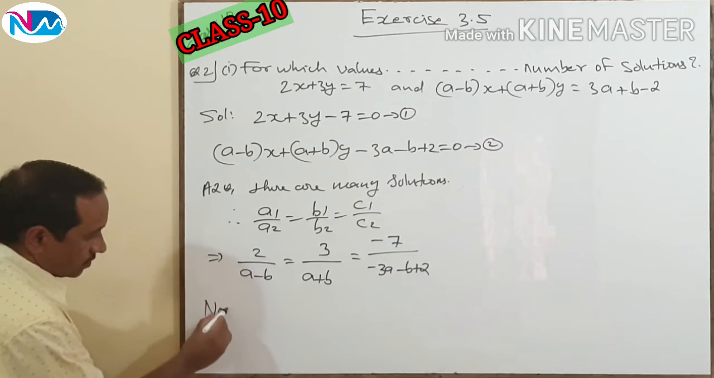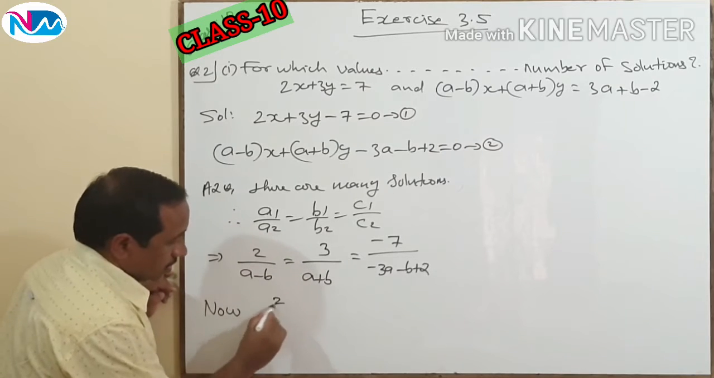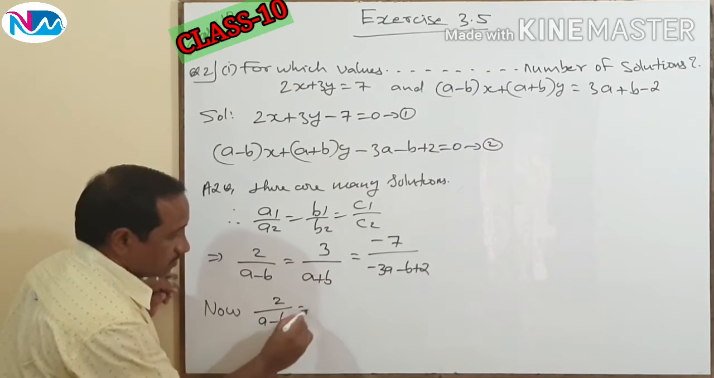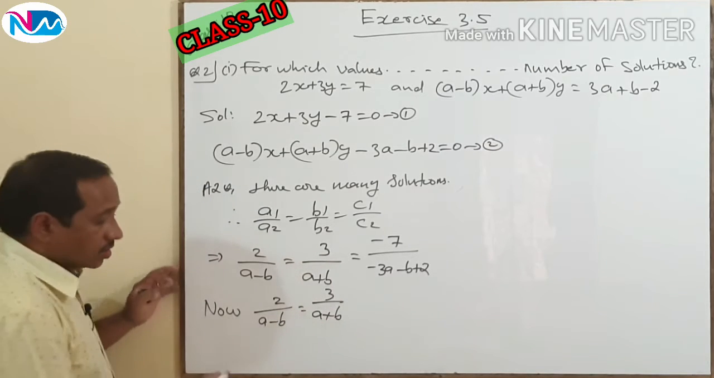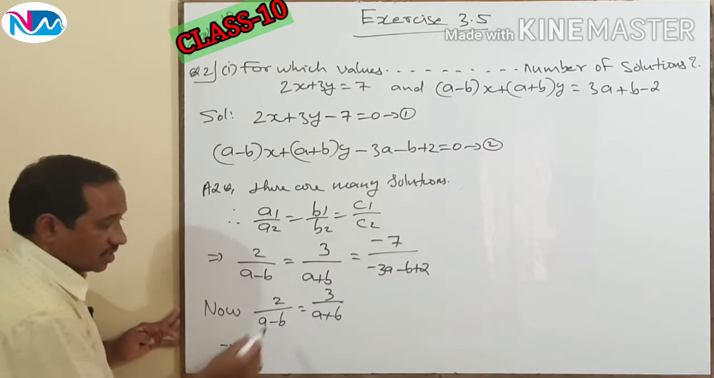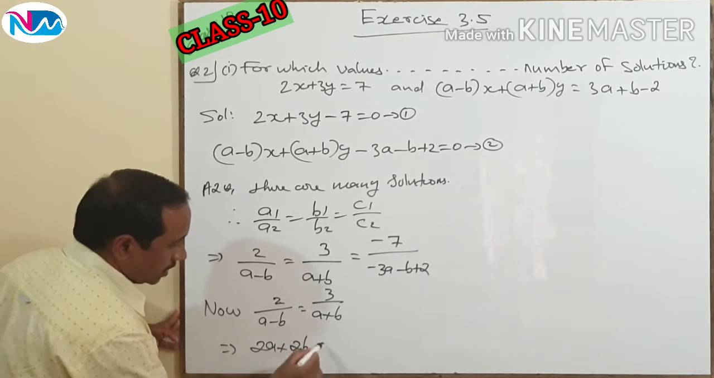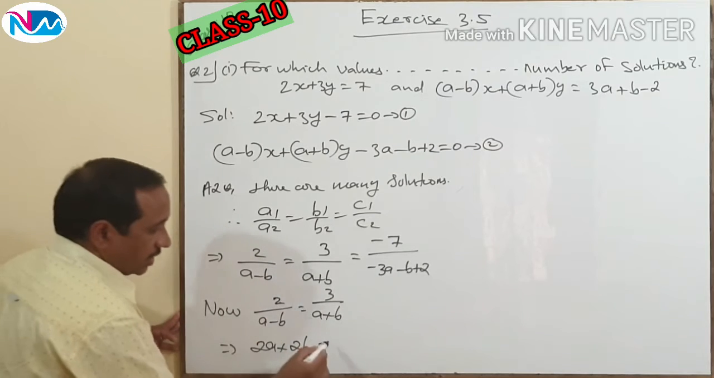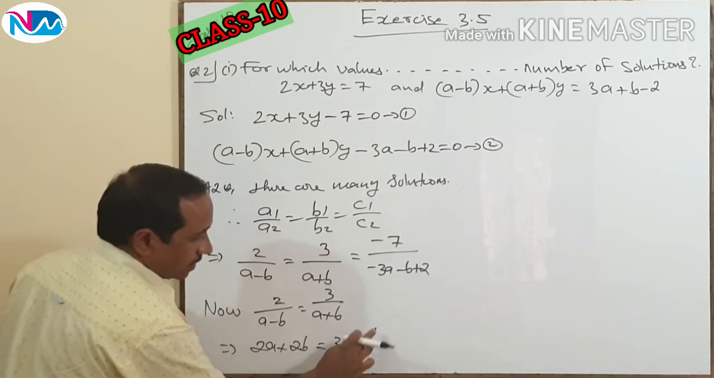Now, here I am taking the combination of first and second. 2 by (a minus b) is equal to 3 by (a plus b). On cross multiplying, I get 2 into a, 2a, plus 2 into b, 2b, is equal to 3 into a, 3a, minus 3 into b, 3b.